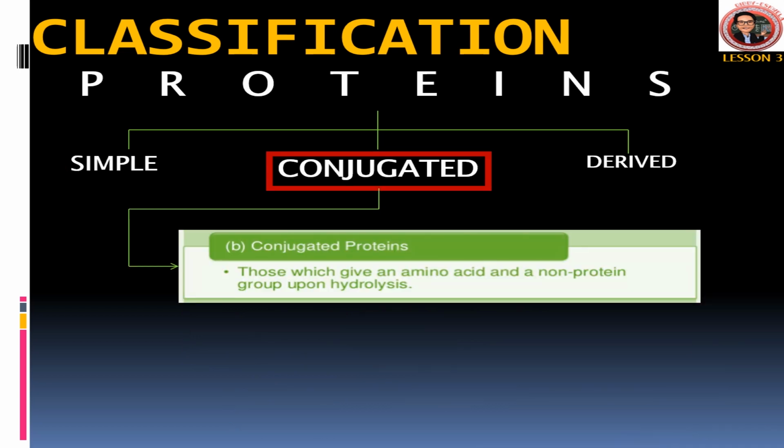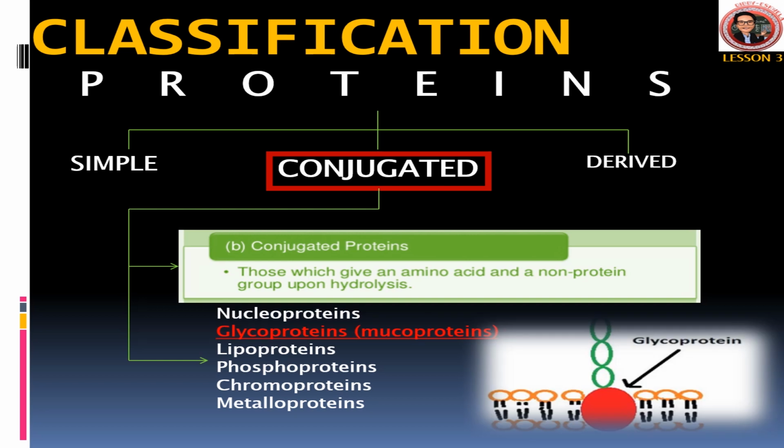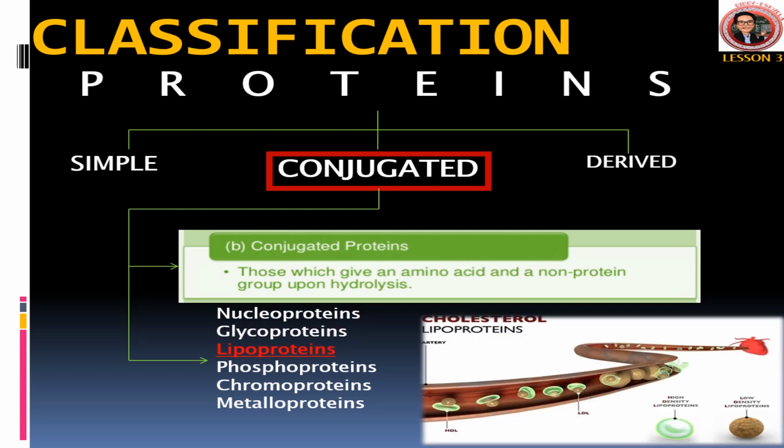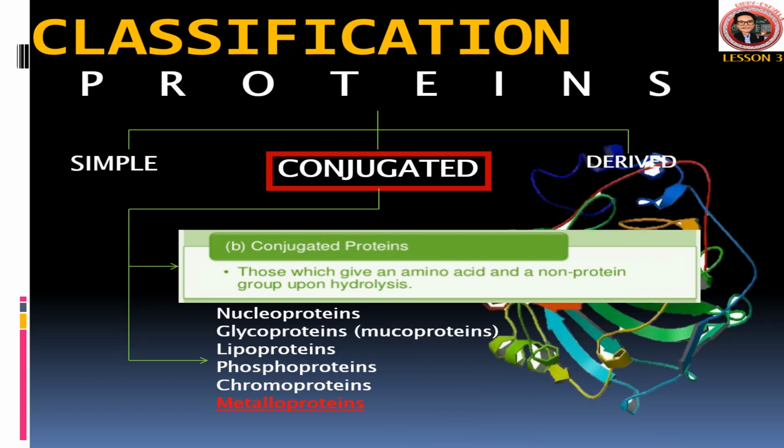Next is complex proteins. The key difference between simple protein and conjugated protein is that simple proteins are made of amino acids bound together to form a large molecule, whereas conjugated proteins are complex molecules containing simple proteins and non-protein components gaya ng carbohydrates, lipids, bound metal ions, and other organic groups. Examples are nucleoproteins, glycoproteins or mucoproteins, lipoproteins, phosphoproteins, chromoproteins, and metalloproteins.